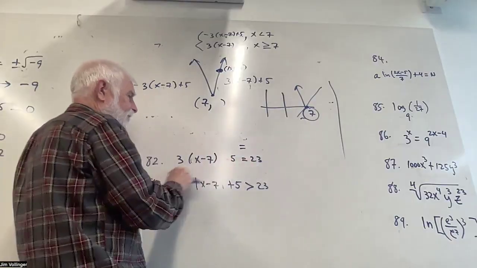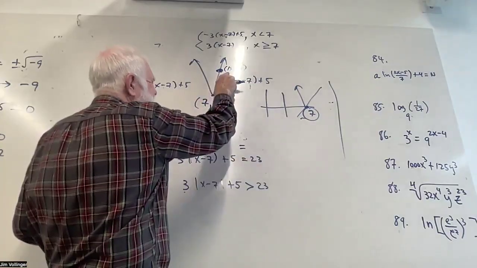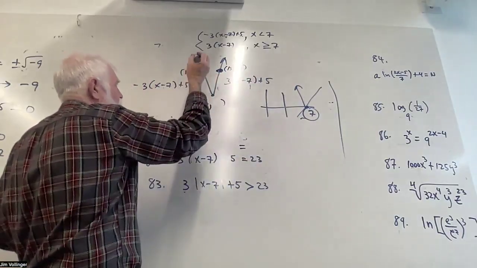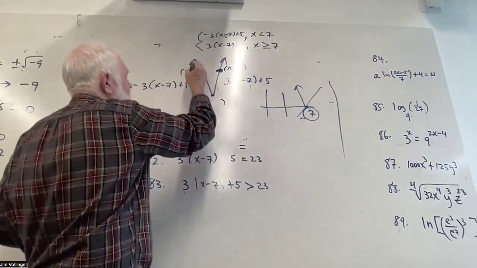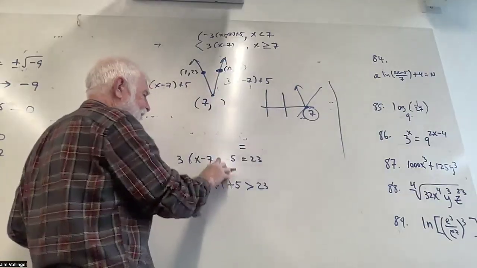Subtract 5, divide by 3, add 7. And now I know that I'm from 7 to 13, 6 units to the right. Therefore, 6 units to the left, 1 should work. 1 should get me 23. Okay. But let's go back to absolute value.